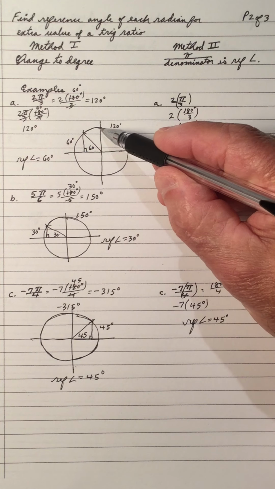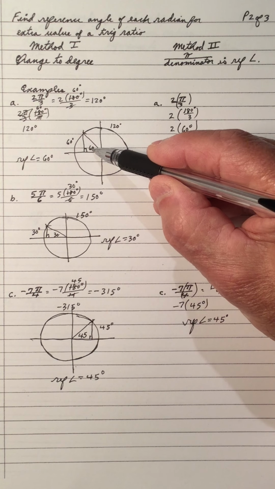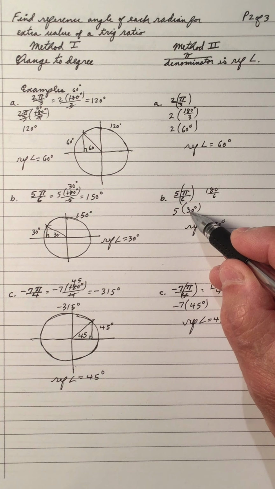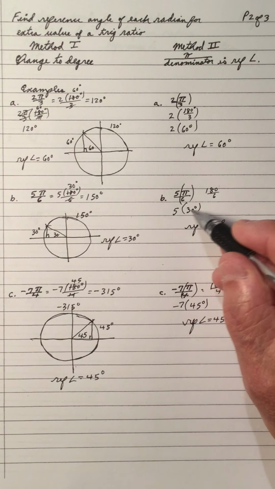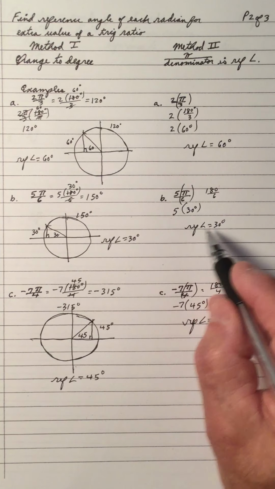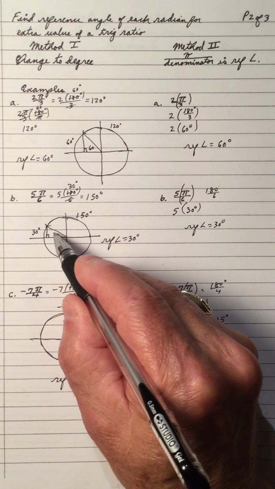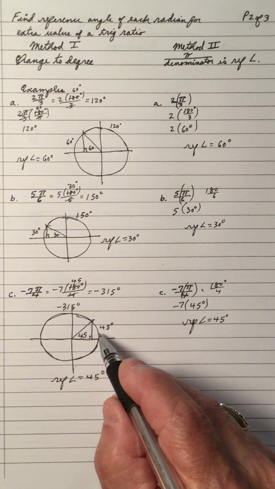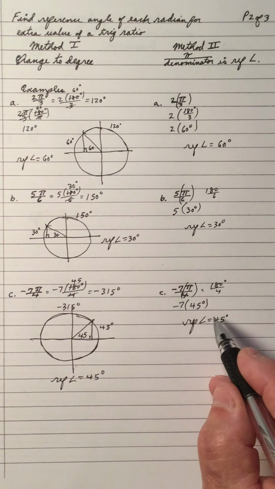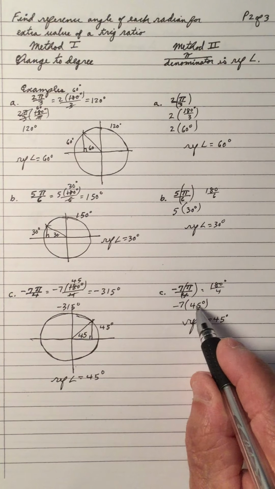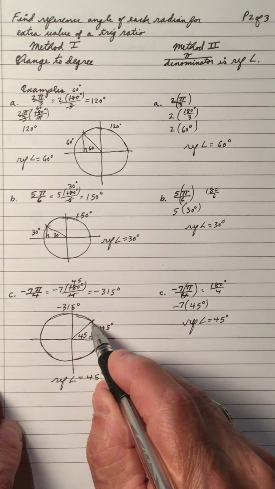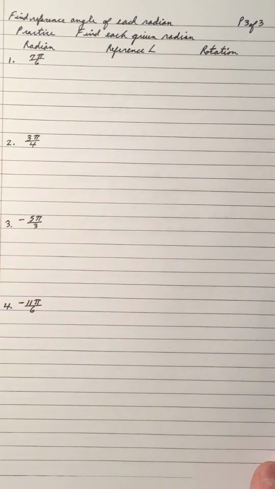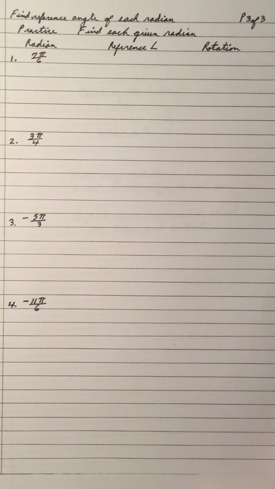So when you draw your rotation of 120, you know your reference angle is 60. When you draw your rotation here of 150, you know your reference angle is going to be 30. So there's your 150 rotation, reference angle of 30. And when you draw your negative rotation right to here, you know when you stop that your reference angle is going to be 45. And this is a fast way to do it. And I've learned that little trick.